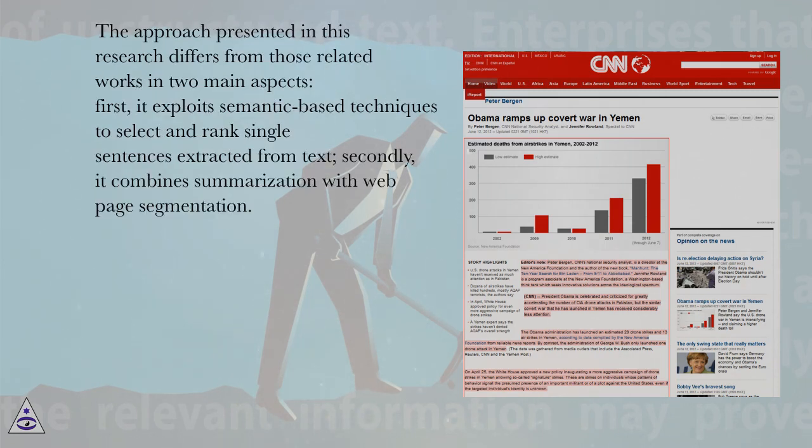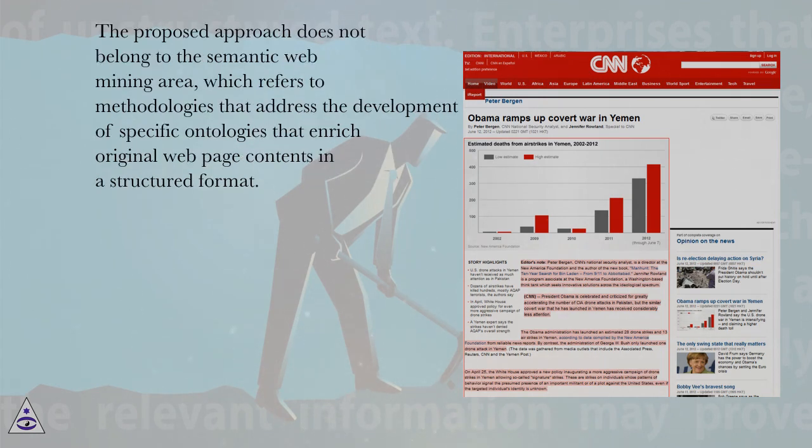The approach presented in this research differs from those related works in two main aspects. First, it exploits semantic-based techniques to select and rank single sentences extracted from text. Secondly, it combines summarization with web page segmentation. The proposed approach does not belong to the semantic web mining area, which refers to methodologies that address the development of specific ontologies that enrich original web page contents in a structured format.